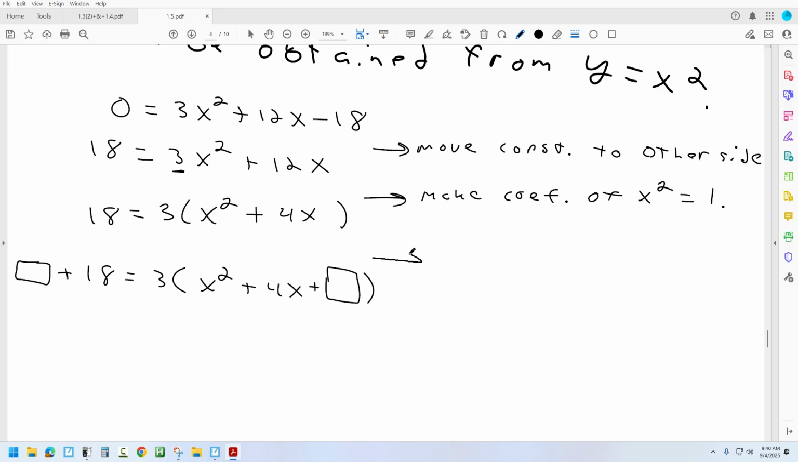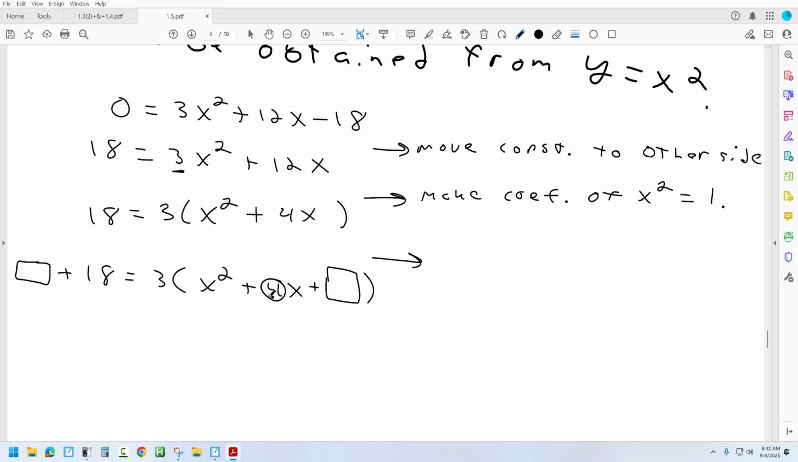Okay, and the way that you figure out what goes in that box has to do with this number. You have to do 2 things to that number. Does anybody remember the 2 things you do to that number when you're completing the square? Yeah, square root it? We're going to square it, but we have to do something else first. That's the second step.